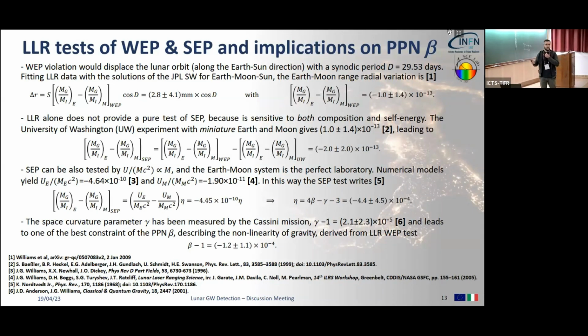But remember that, in principle, lunar laser ranging is sensitive to the composition of Moon and Earth. If you also use the data from the University of Washington with the torsion balance, you can take out this effect of the composition and get constraints on the strong equivalence principle. And from this, using the Cassini measurements of the curvature parameter gamma, through the post-Newtonian parameters you can get a constraint on the beta parameter, which is one of the best constraints to date.